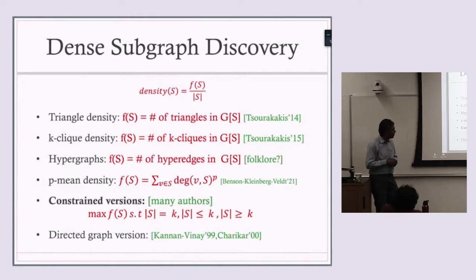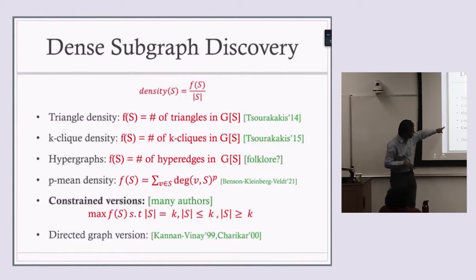So broadly speaking, there's some function and some vertex set, and you want to find a set S which maximizes f of S over the size of S. That's the density, the ratio is the density. And now what f of S is depends on how you want to model. Given a graph, we just look at the number of edges in the set. You can look at the number of triangles in the set, the number of some patterns in that set, k-cliques, you can look at hypergraphs, you can look at various measures.